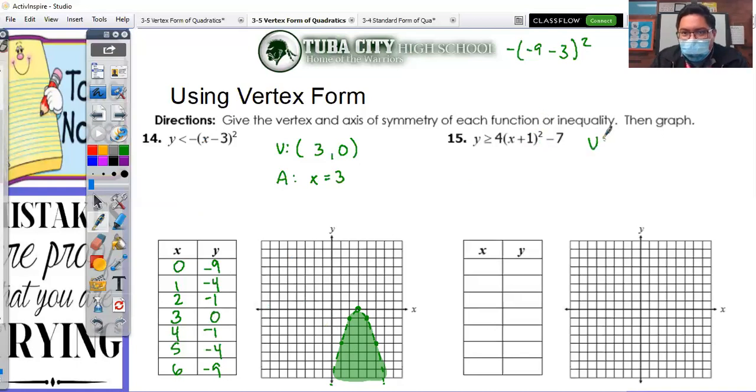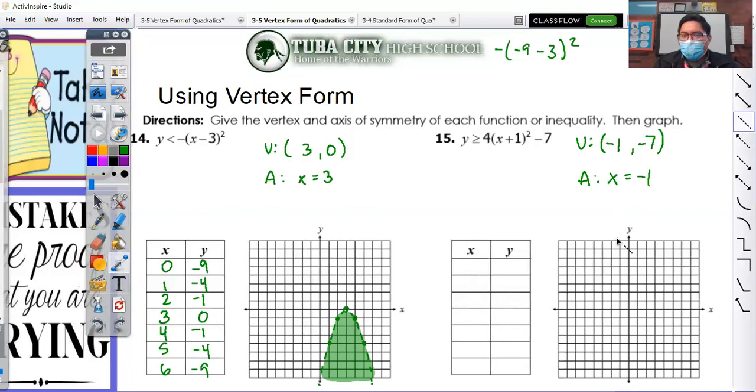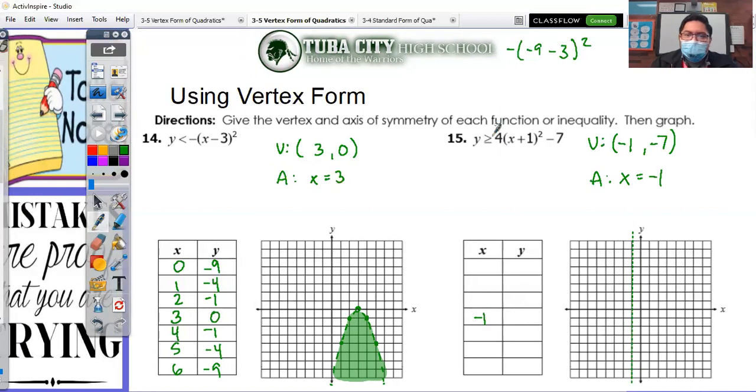So vertex of this here, vertex is going to be 1, negative 7. No, negative. Remember, again, opposite. Yeah, be careful. That's an easy thing to forget. Anyway, axis of symmetry is going to be x equals negative 1. So I'm going to put an axis of symmetry on this one. Like I said, I don't do it all the time. I just do it sometimes. Okay. Put negative 1 in the middle. And we cannot use the shortcut for this one because this one has a 4 over here.